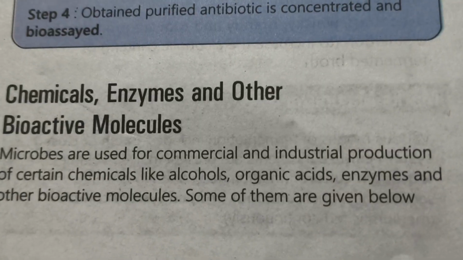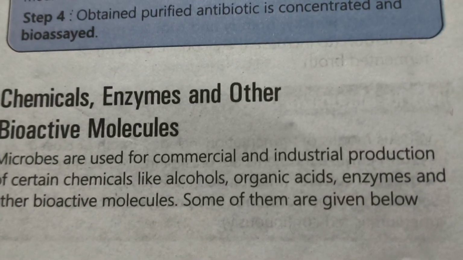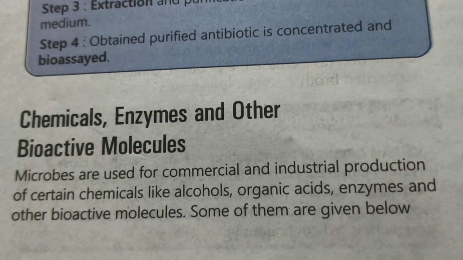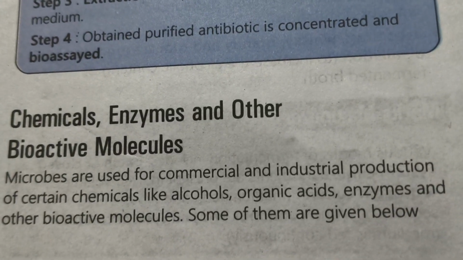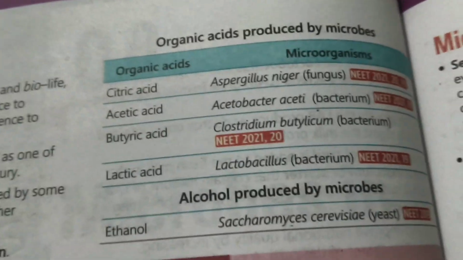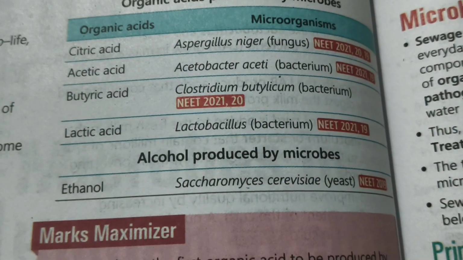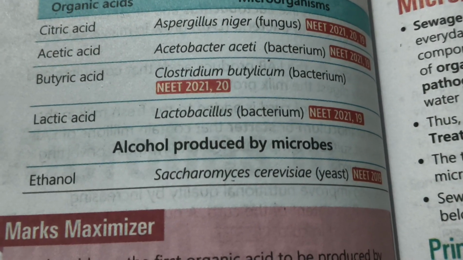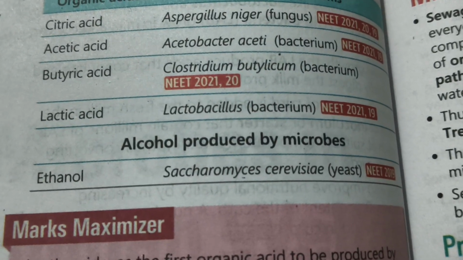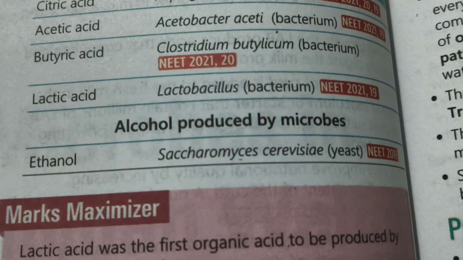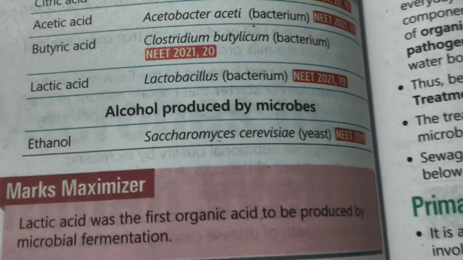Chemicals, enzymes and other bioactive molecules. Microbes are used for commercial and industrial production of certain chemicals like alcohol, organic acids, enzymes, and other bioactive molecules. Some of them are given below. Organic acids produced by microbes: citric acid, Aspergillus niger, fungus; acetic acid, Acetobacter, bacterium; butyric acid, Clostridium butylicum, bacterium; lactic acid, Lactobacillus, bacterium. Alcohol produced by microbes: ethanol, Saccharomyces cerevisiae, yeast.